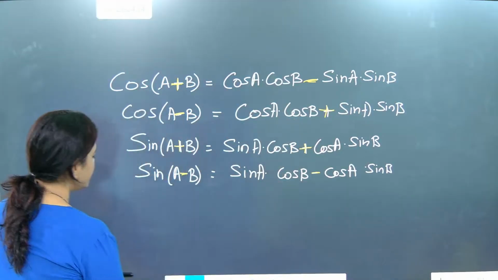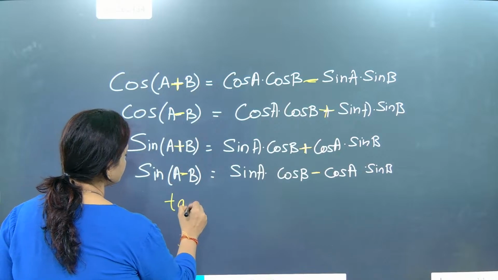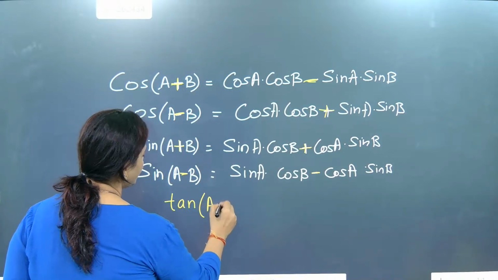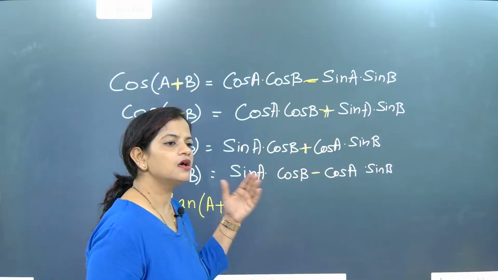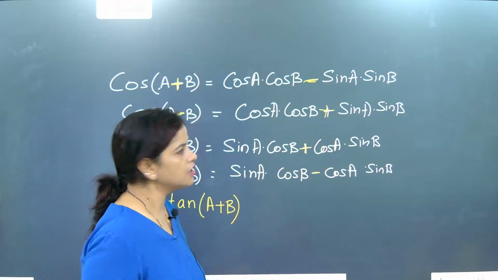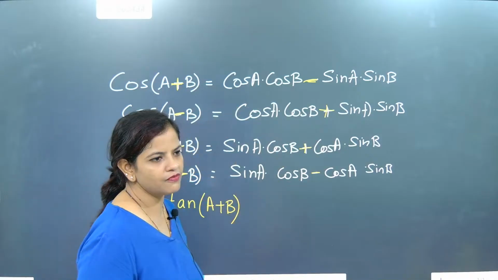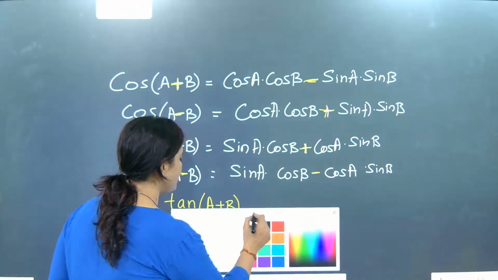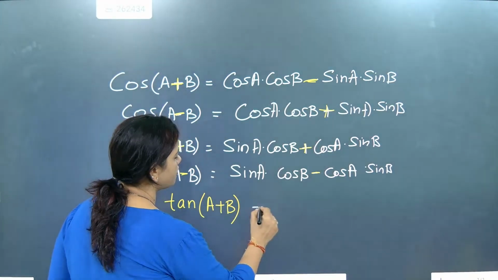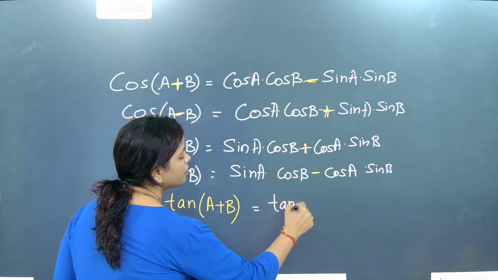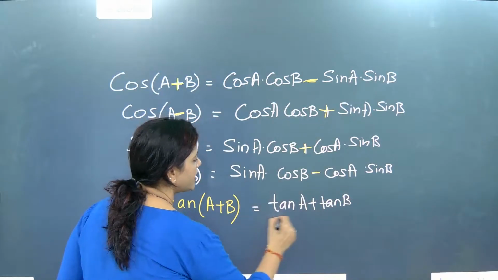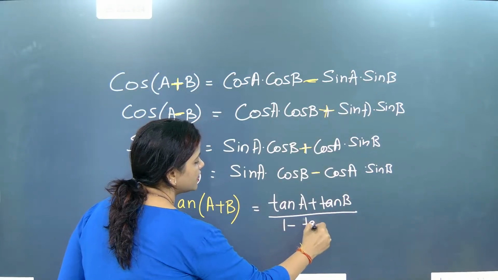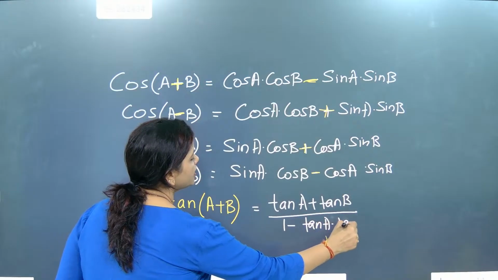Okay, so now beta, next formula is tan of A plus B. Actually tan is what, beta? Sin by cos. So this formula we could write and solve, but the simple way is to write this formula: tan of A plus B is tan A plus tan B by 1 minus tan A into tan B.